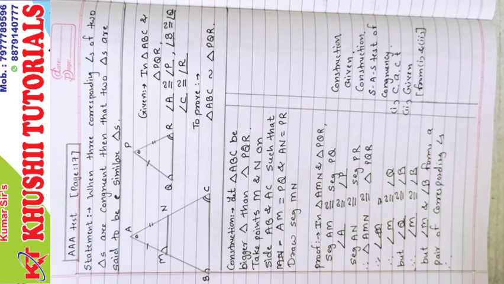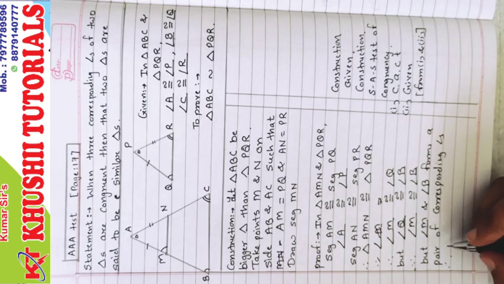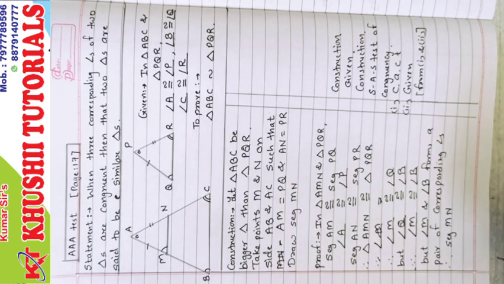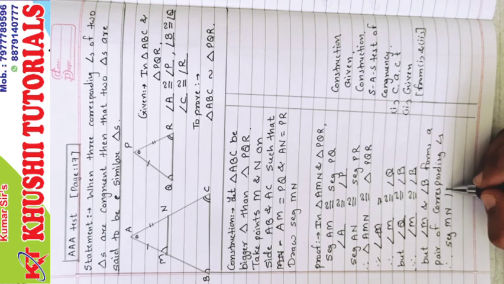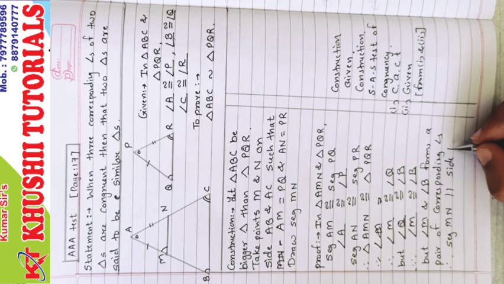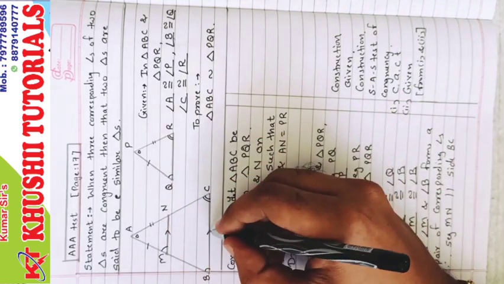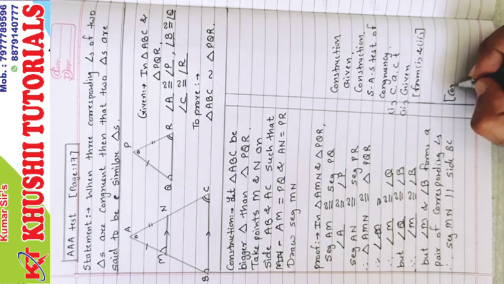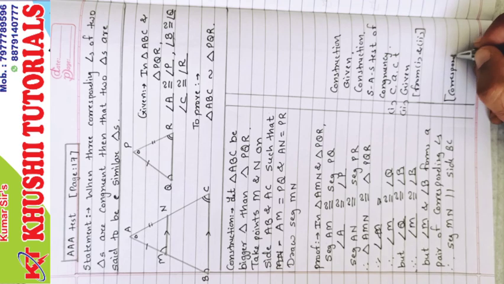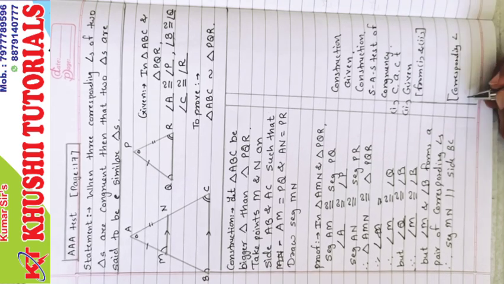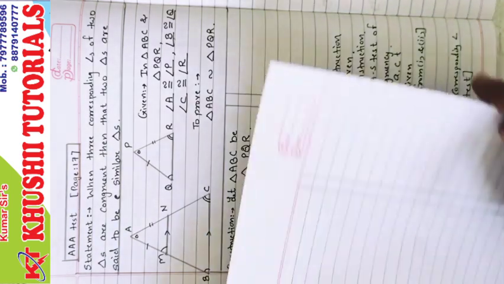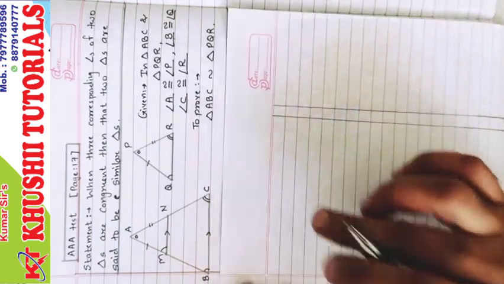Therefore, segment MN, corresponding angles, therefore segment MN is parallel to side BC. And the reason, corresponding angle test. Okay, now we will continue on this page.